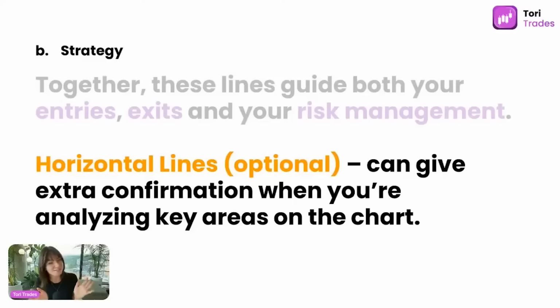Newbie traders, you guys get a bonus lesson on marking up support and resistance and key levels here. But essentially the horizontal lines, the key levels, the support and resistance, we're going to call them support and resistance just because that's what I do. But it is essentially the horizontal lines that you see on the chart. They can give extra confirmation or added confirmation when you are analyzing your key areas on the chart. We will get into that later.